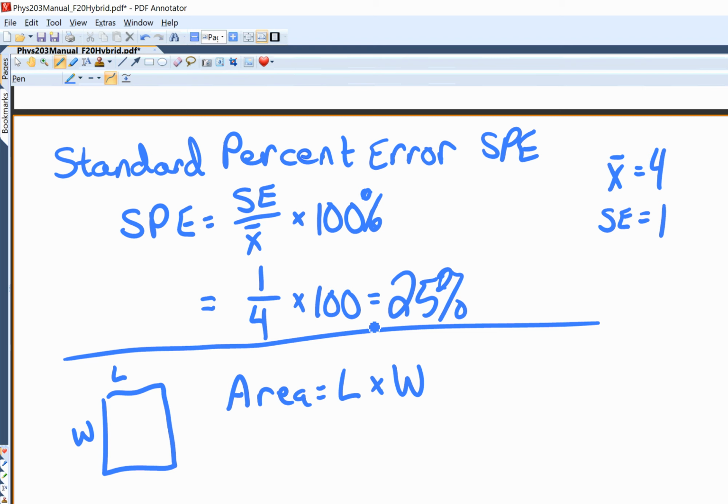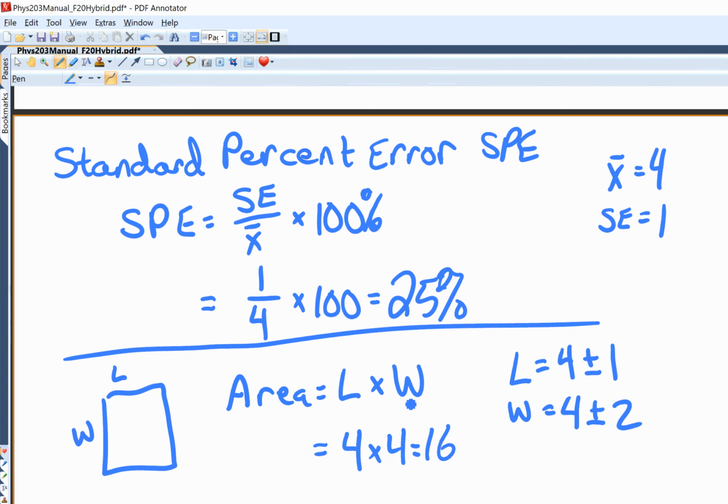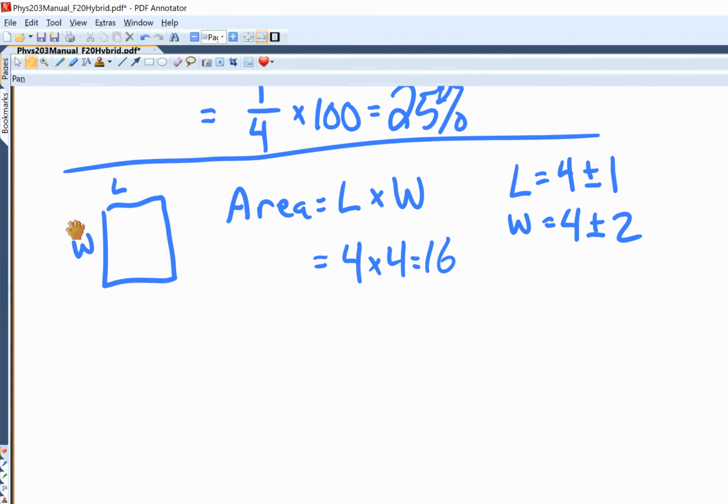So if my area is length times width, let's just give some values for this. Let's say that my length is 4 plus or minus 1, and my width is 4 plus or minus 2. So I can calculate the area of this object. It's equal to 4 times 4, which is equal to 16, whatever, meters squared, whatever my units are. But what is my uncertainty in that area?